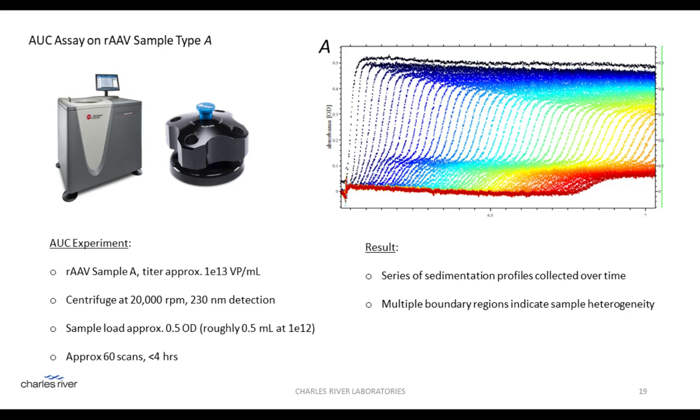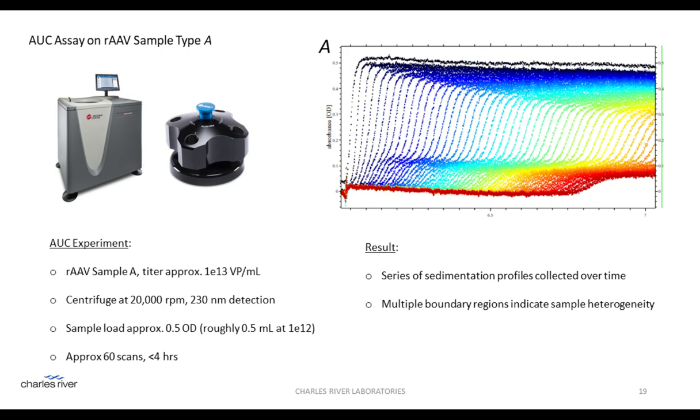For this sample, which I will refer to as sample A, we loaded about 150 microliters at a titer of approximately 1E13 viral particles per mL. Centrifugation was at 20,000 RPM, and detection was at 230 nanometers. This is an absorbance-only detection mode. As you can see, the sample concentration in the instrument was about 0.5 OD, and you can see that from the y-axis of the rainbow-colored curves in the panel labeled A. And we collected about 60 scans over the course of about 4 hours.